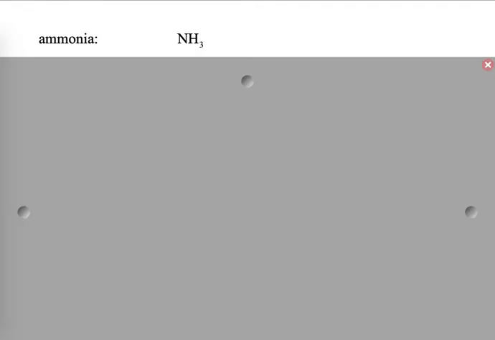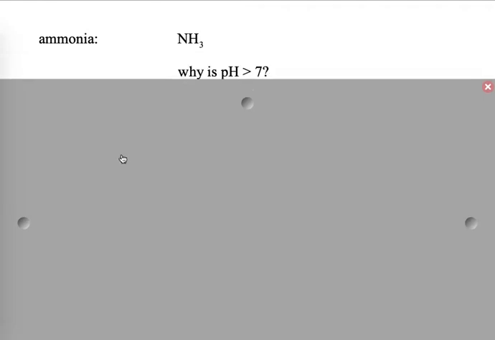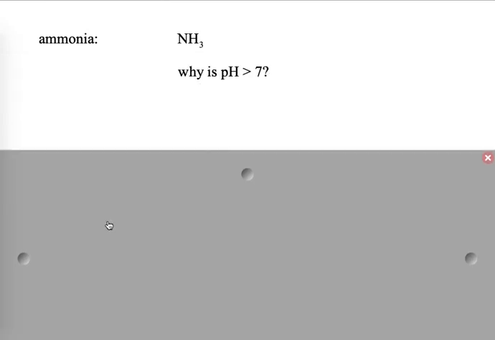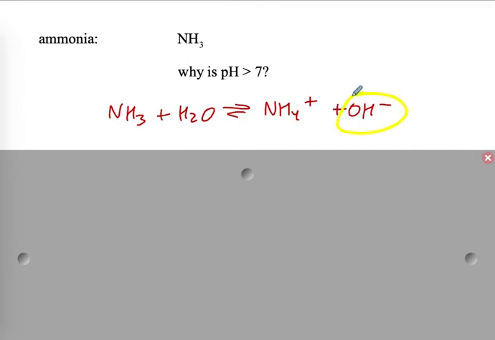Let's consider ammonia. If I take a solution of ammonia, a weak amine base, and measure the pH, I see that the pH is greater than 7. Why? Well, because ammonia, as a weak base, ionizes in water to form the ammonium cation and the hydroxide anion. And because the hydroxide anion is produced in a concentration greater than that of neutral water, the pH is greater than 7. It's a basic solution.